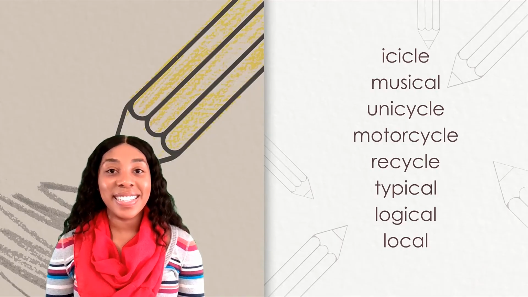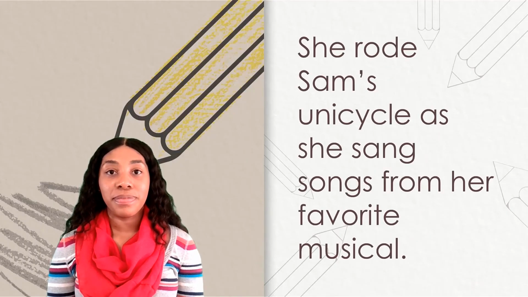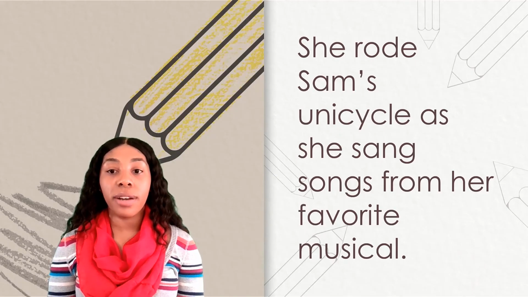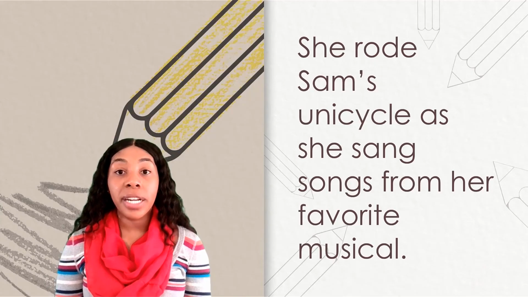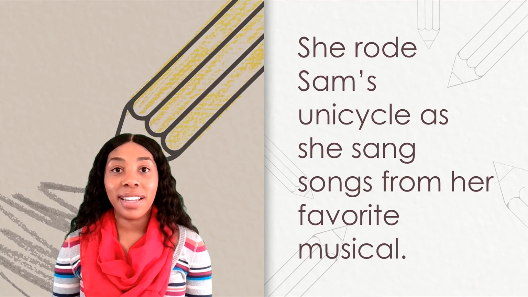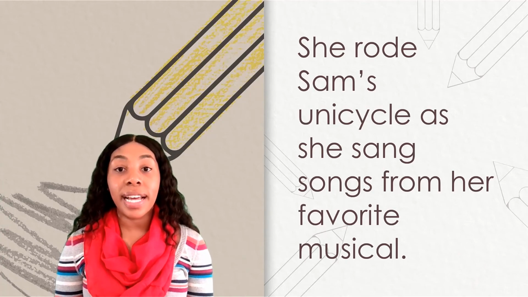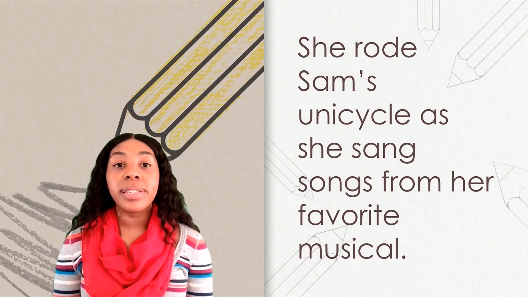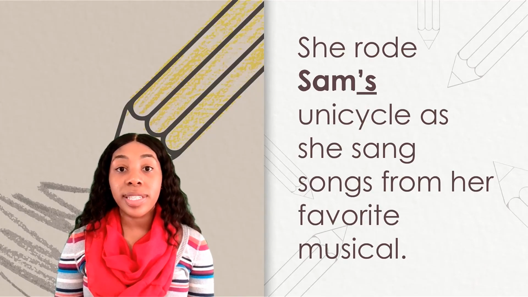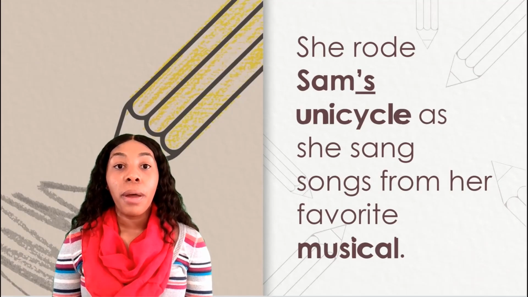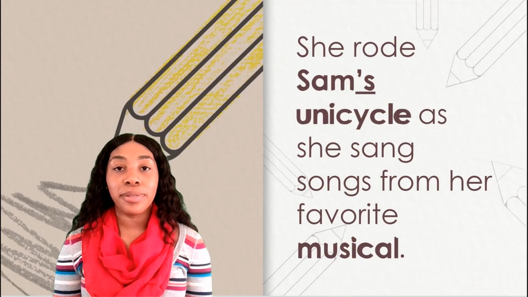Here's the silly sentence that I came up with. She rode Sam's unicycle as she sang songs from her favorite musical. Do you see how I started my sentence with an uppercase S and used a period at the end? Take a look at the possessive in words with the CL sound that I use. The word Sam's shows that the unicycle belongs to Sam. Unicycle and musical both end with the CL sound.